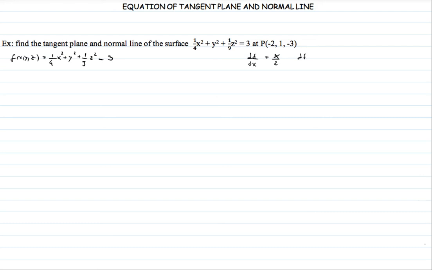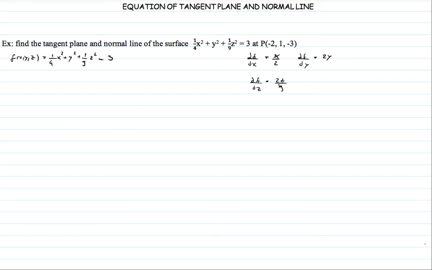Then we also find del f by del y. This function with respect to y is also the power rule, so we're going to have 2y. And with respect to z, when we find the partial derivative of this function with respect to z, this is also the power rule, so we're going to have 2z by 9. So we have found the partial derivatives of this function with respect to x, y and z.